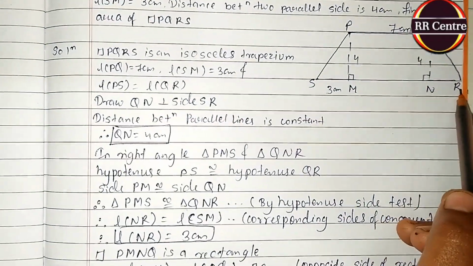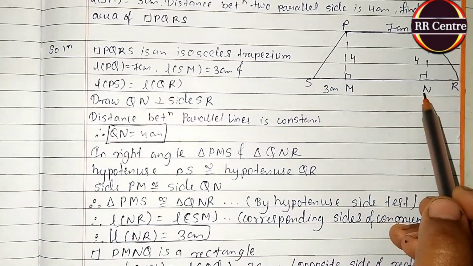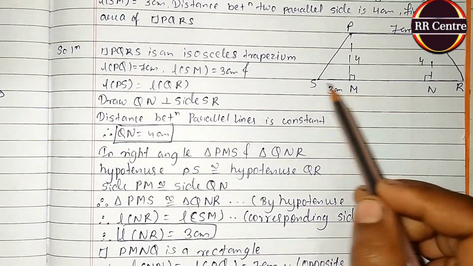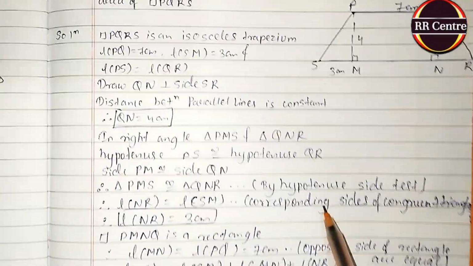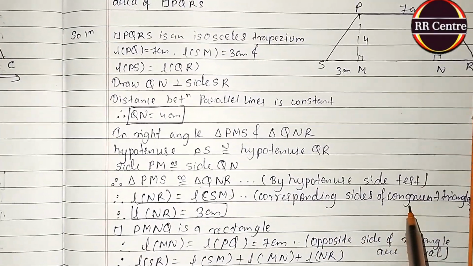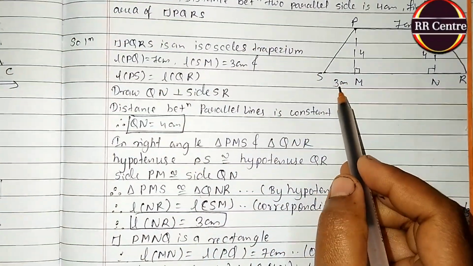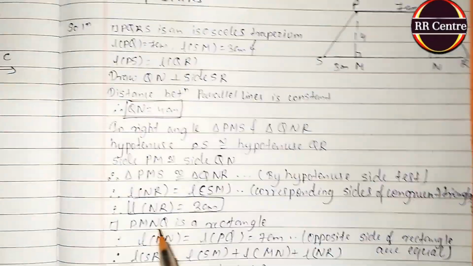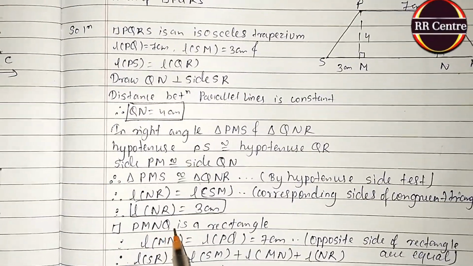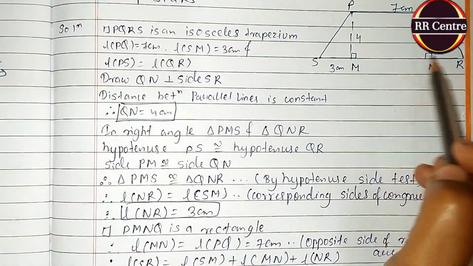Okay. Now length of NR congruent is equal to length of SM. So corresponding sides of congruent triangles, right? So this one is 3 centimeter, this one is also 3 centimeter. So P, M and Q, P, M and Q.